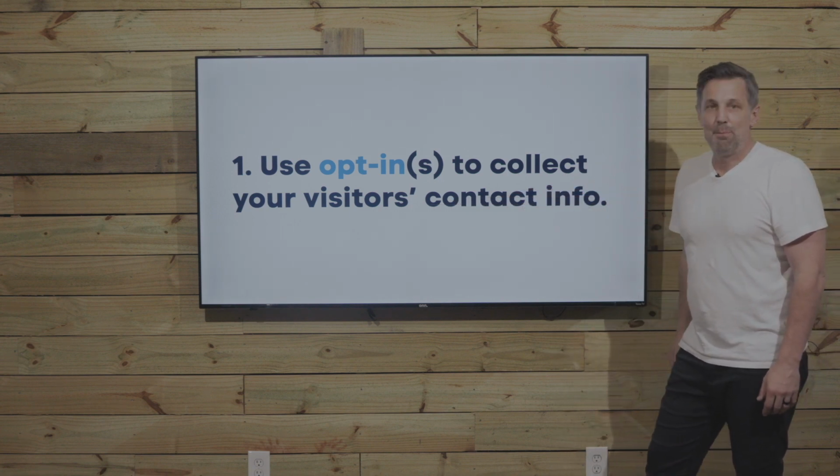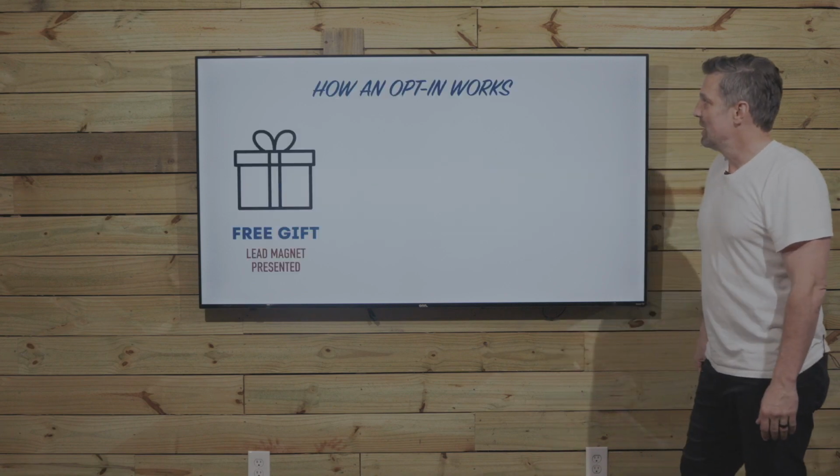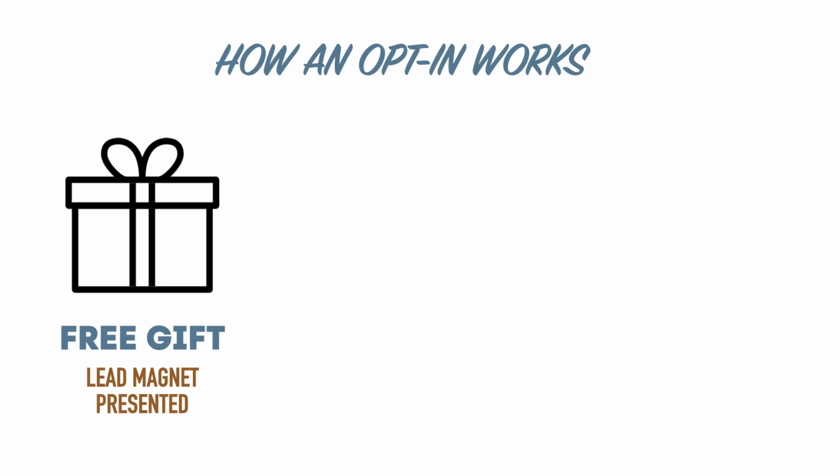So here's how an opt-in on your website works. An opt-in means you present the lead magnet. This is a free gift. It could be a PDF. It could be a short video series. It could be a mini course. It could be an ebook. You could even use that free plus shipping book funnel. That's a version of an opt-in.